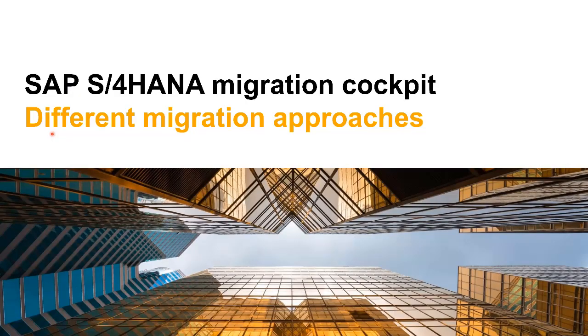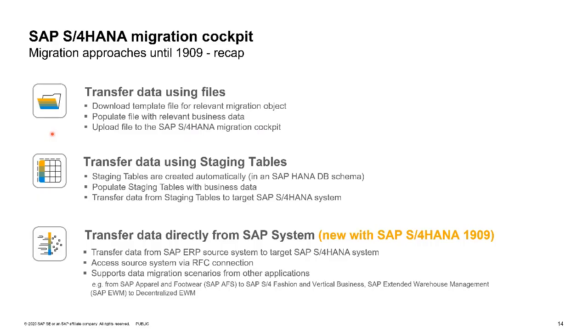I'm already talking about different migration approaches. Let's have a short look at how it looks for the releases until 1909. We had three different approaches. We have the transfer data using files, where the user is working with template files which we provide for each single migration object. The user has to populate this, we upload this, and then the migration processes the data.